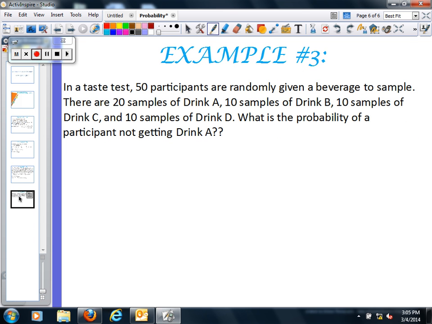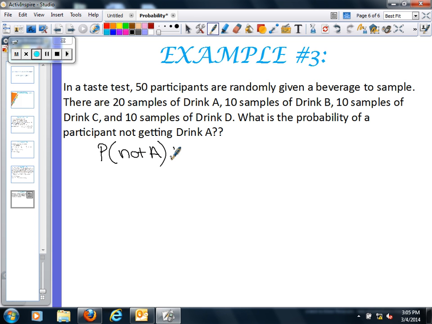Okay? Example number 3. In a taste test, 50 participants are randomly given a beverage to sample. There are 20 samples of drink A, 10 samples of drink B, 10 samples of drink C, and 10 samples of drink D. What is the probability of a participant not getting drink A? All right, so we have the probability of not A.